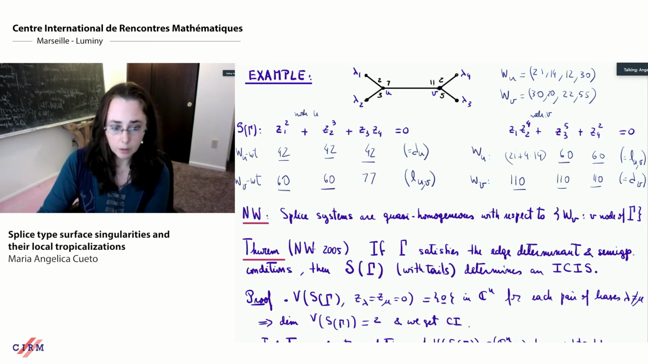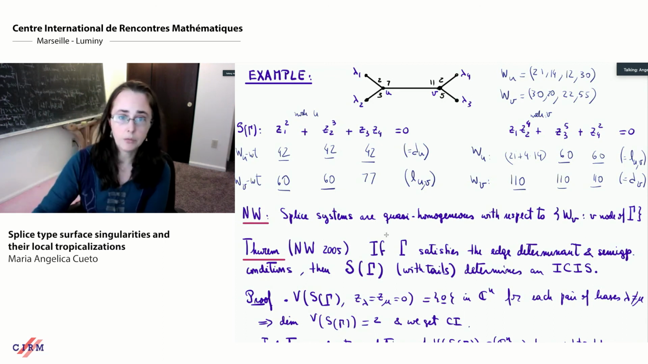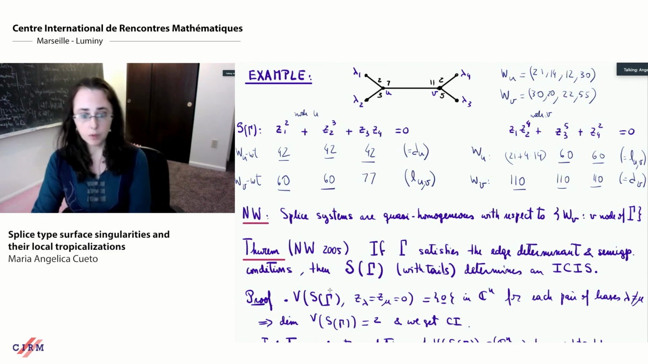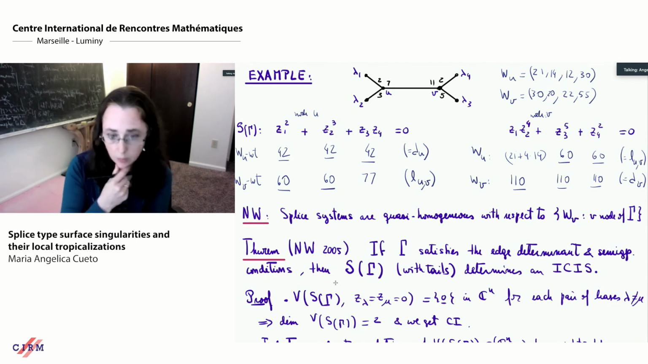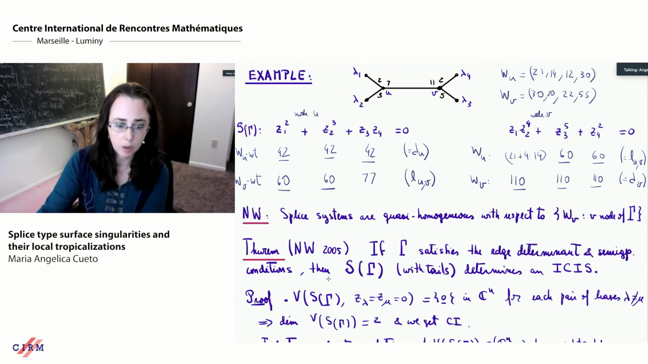So one of the main theorems of the series of papers by Neumann and Wall says if your splice diagram satisfies this edge determinant and semigroup condition, you can show that the splice type systems with the tails included determine an isolated complete intersection surface singularity. And the way they proved this, when I was learning this for the first time, I found these kinds of computations really remarkable.